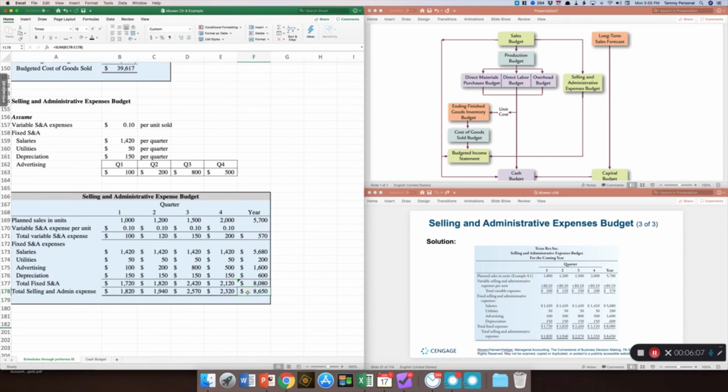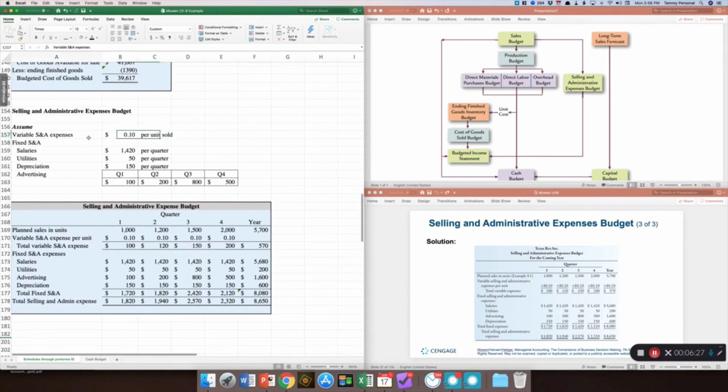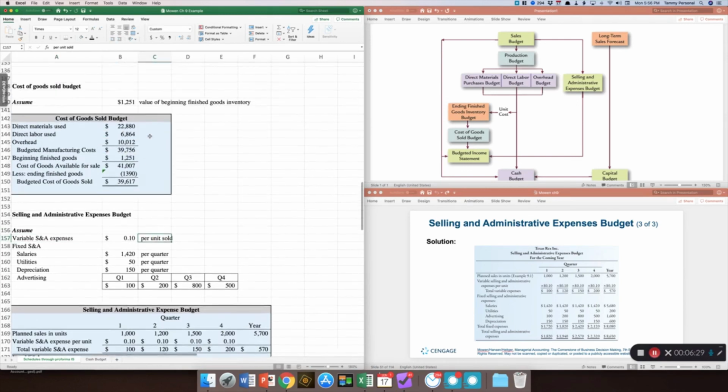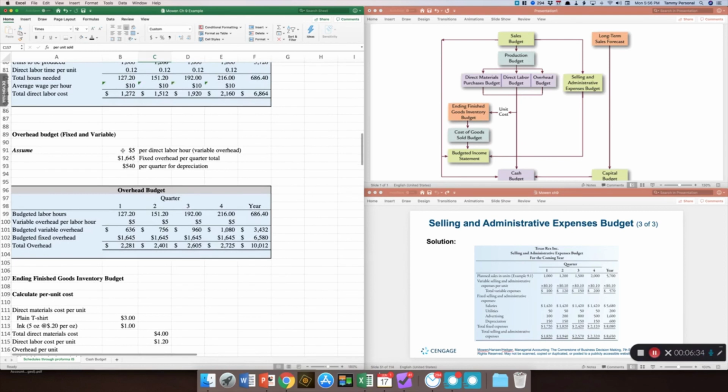There's your selling and administrative expense budget. This is very similar to the way that we calculated overhead. The difference is that the variable selling and administrative expense moves with the units sold. That's like commissions and shipping and things like that. And in the overhead budget, although we did break overhead into variable and fixed overhead, our variable overhead moved with the labor hours. So there's that, okay? All right.